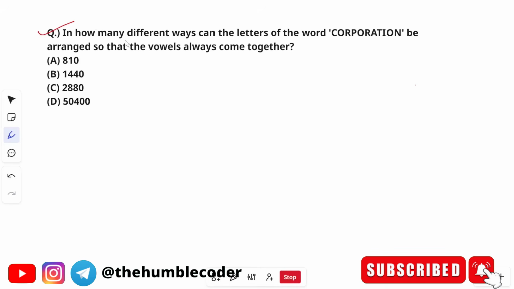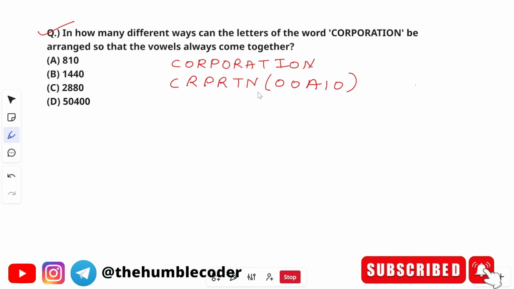The question says, in how many different ways can the letters of the word corporation be arranged so that the vowels always come together? If you read it, it is a very easy question. Let's try to solve it. First of all, let me write the word that we have: corporation. Now let's write all the consonants together and all the vowels together. The consonants that we have are C, R, P, R, T, N, and the vowels that we have are O, O, A, I, O.